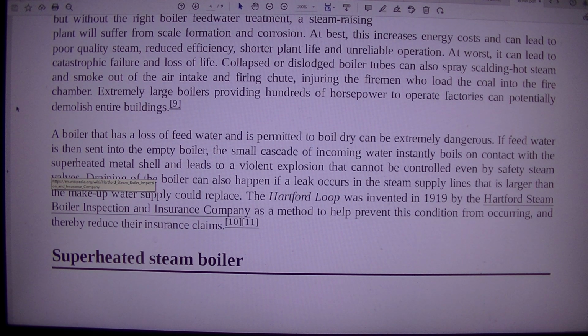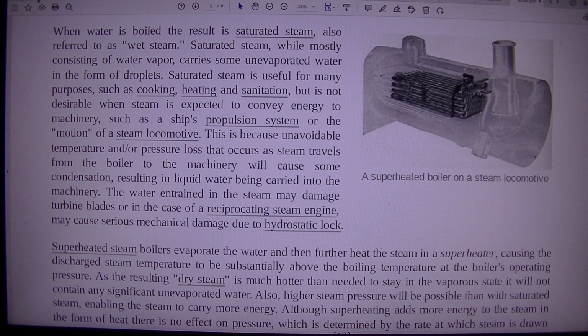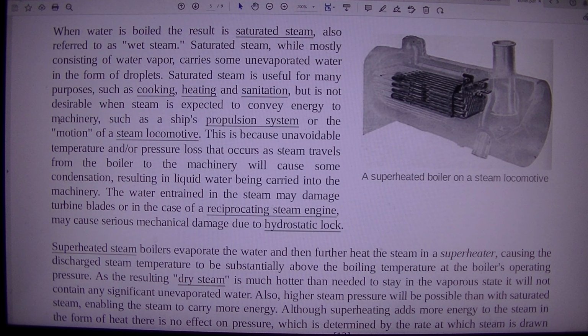10. 11. Superheated steam boiler. A superheated boiler on a steam locomotive. When water is boiled, the result is saturated steam, also referred to as wet steam. Saturated steam, while mostly consisting of water vapor, carries some unevaporated water in the form of droplets. Saturated steam is useful for many purposes, such as cooking, heating and sanitation, but is not desirable when steam is expected to convey energy to machinery, such as a ship's propulsion system or the motion of a steam locomotive.